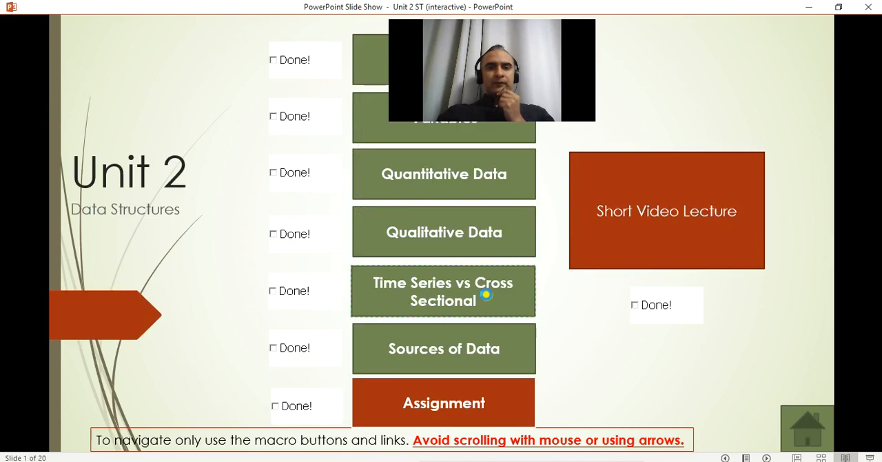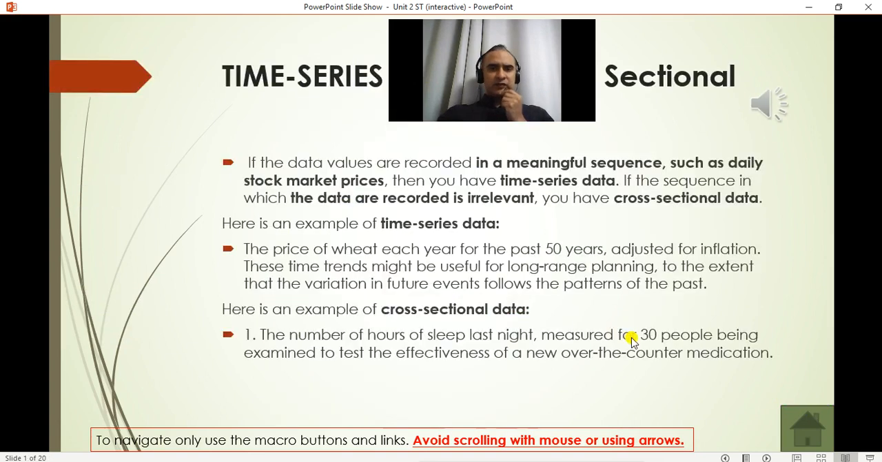Okay. So now let's go to time series versus cross-sectional. In this case, when we are talking about time series, we're talking about data that we measure over time on continuous periods of time. So let's say every Monday I will monitor the production of the company, of the manufacturing shoes of the company, every single Monday. That is a time series, right?